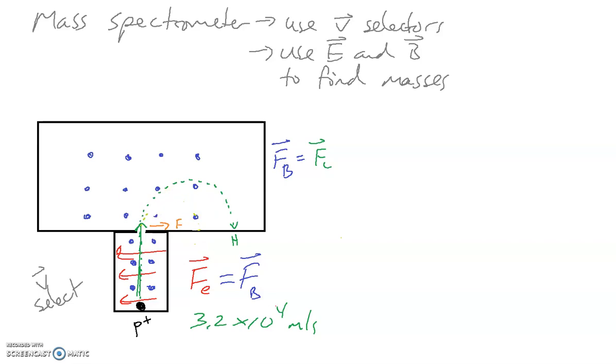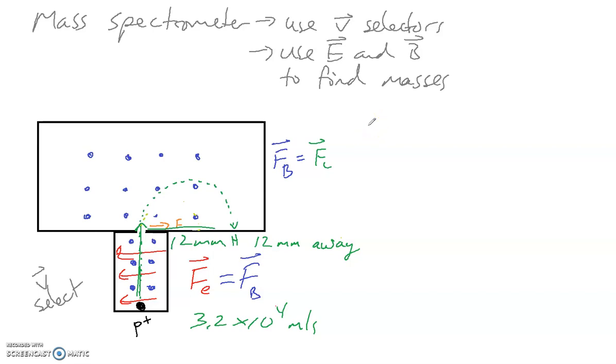Okay, and let's say when it goes across here, it hits 12 millimeters away from the opening. Okay, so let's find out a couple of things. Let's find out the electric field and the magnetic field. So what would the electric field be and what would the magnetic field be?